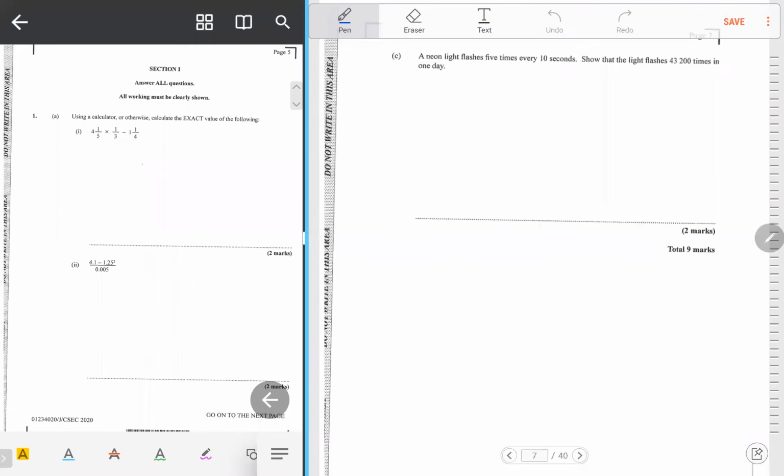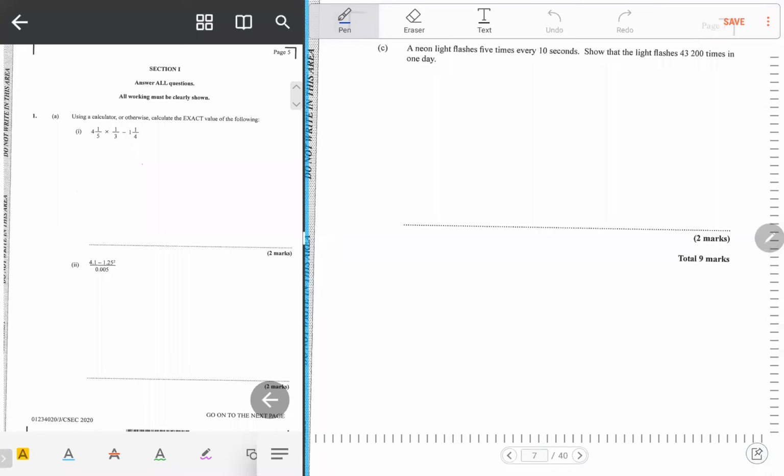So the next one says, a neon light flashes 5 times every 10 seconds. All right, it's a ratio thing. Listen. 5 times in 10 seconds. We can set it up as a ratio right now. 5 times to 10 seconds. That is the relationship between the number of times it flashes and the time. So from that, we know it's 1 to 2. 1 time to 2 seconds, right?